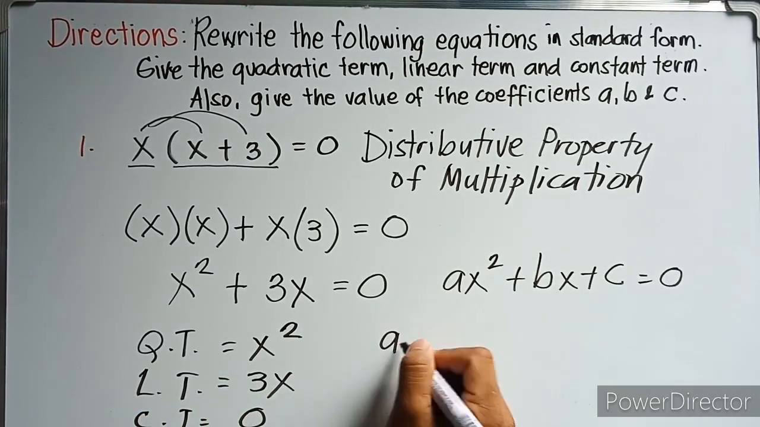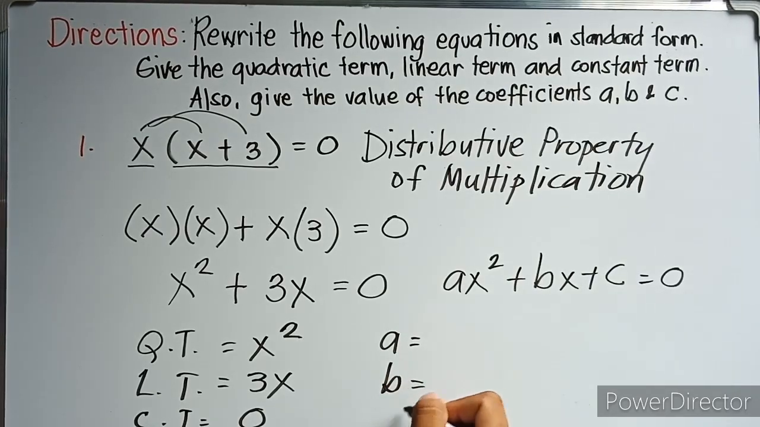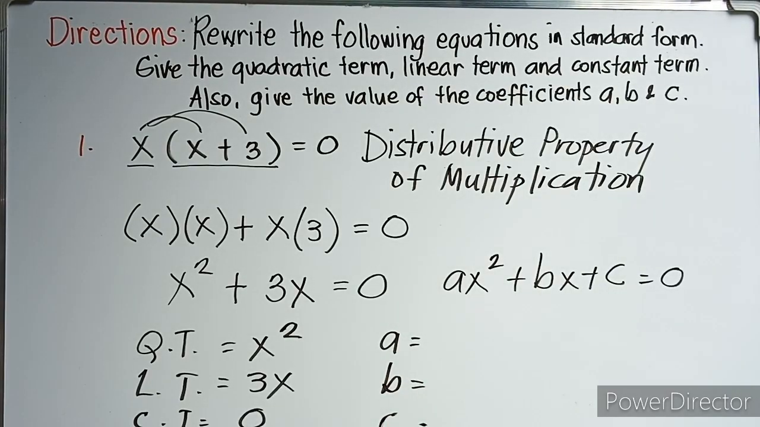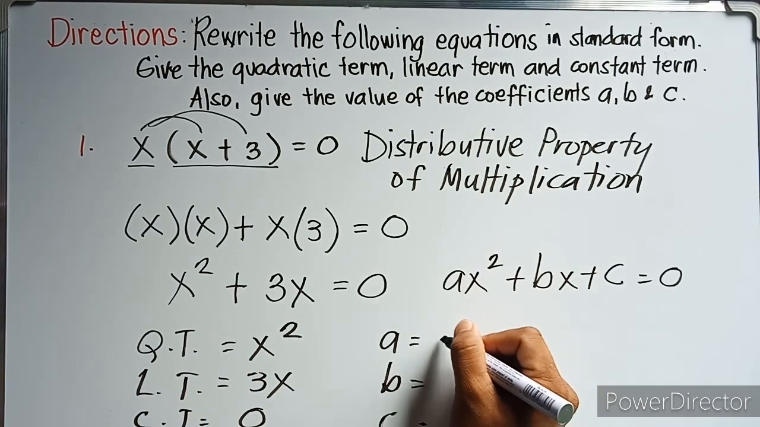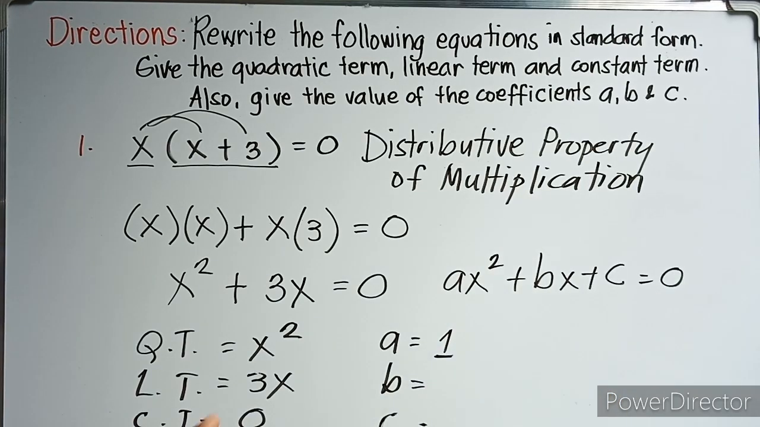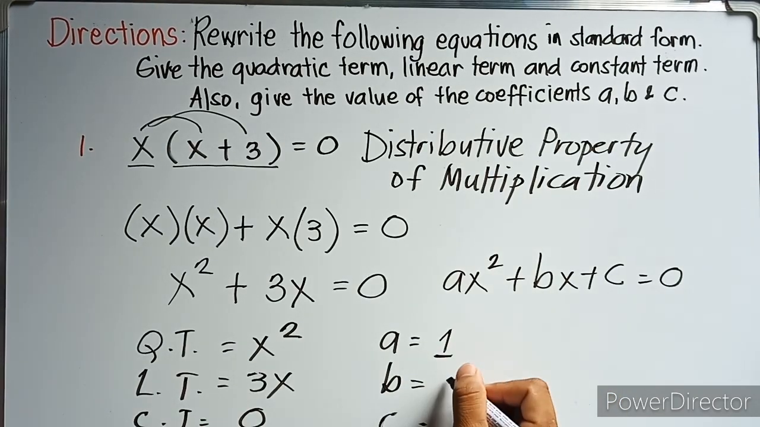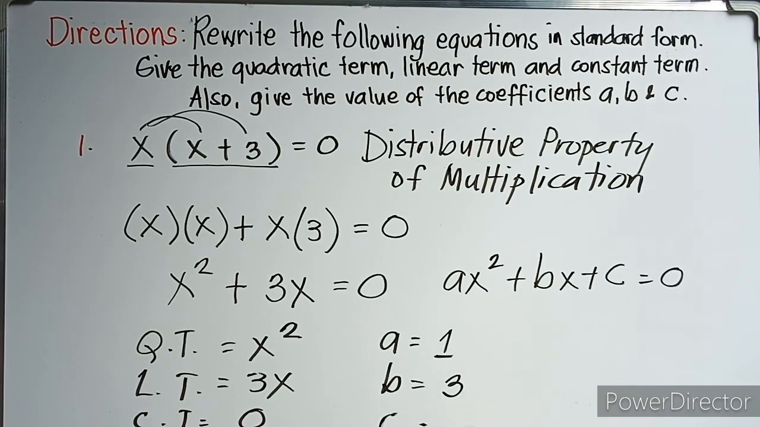Ano ang value ng ating a, b, at c? So, meron tayo sa a, since x squared, ang laging kasama na number kapag variable lang ay 1. Then, linear term, we have 3. And constant term, we have 0.